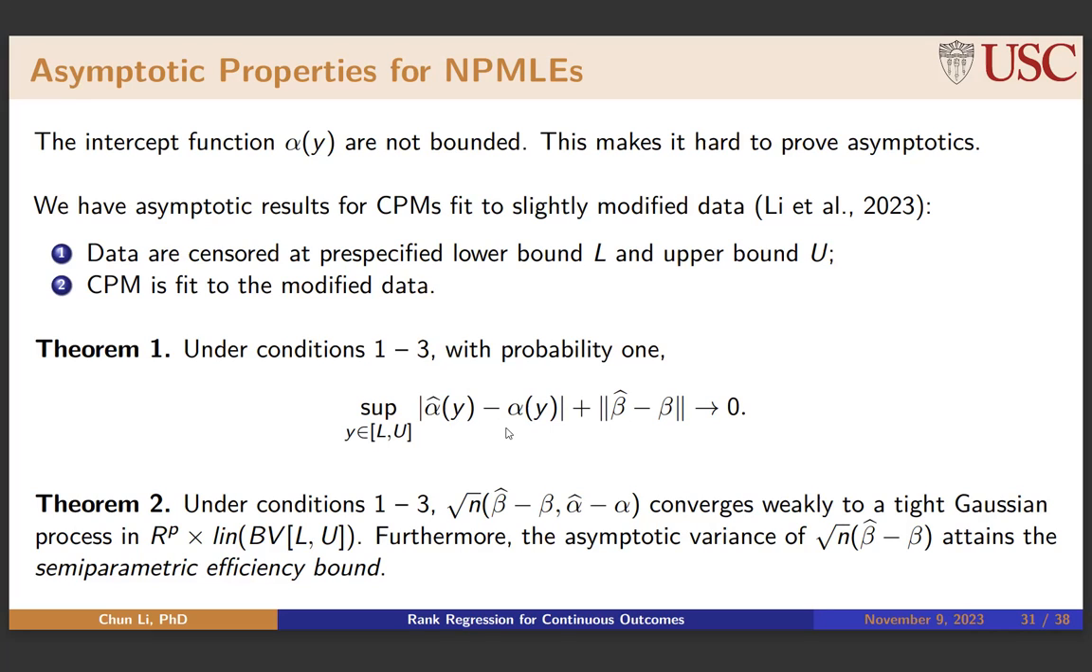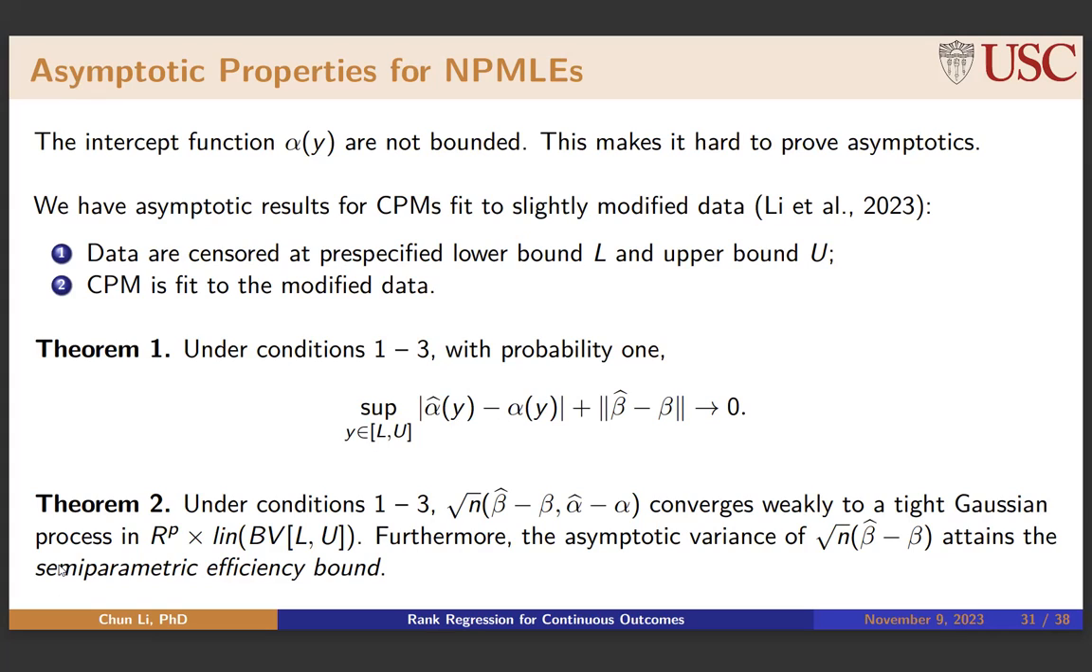Unfortunately, here it's not going to be an asymptotic distribution, it's going to be a process. And the language of empirical processes will be used a lot. But anyway, at the end of the day, we can show that asymptotically, our estimator achieves a semiparametric efficiency bound. That means basically it's as efficient as you can get asymptotically.